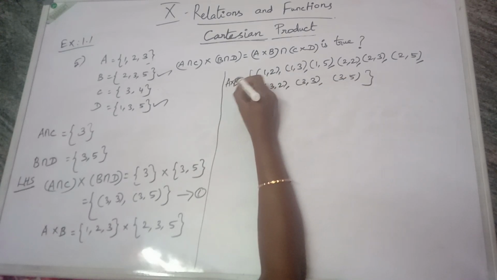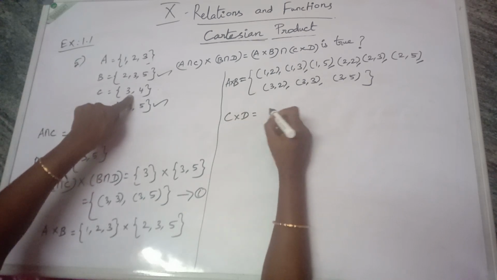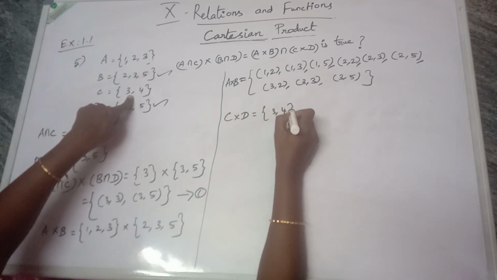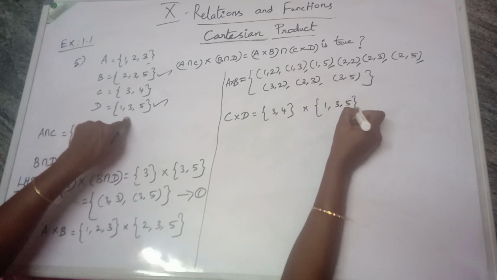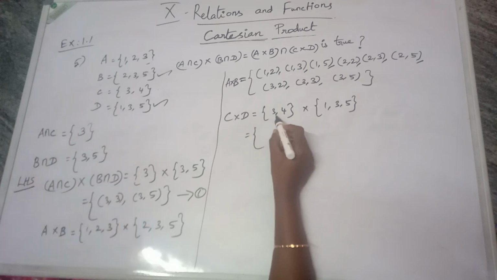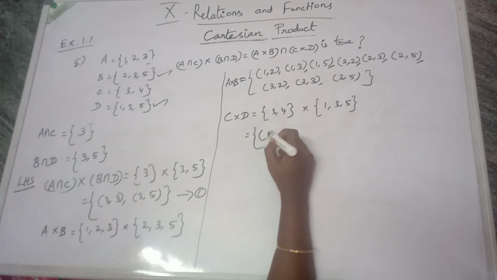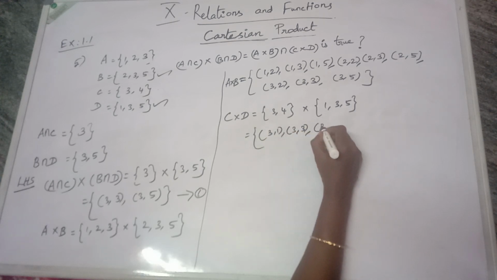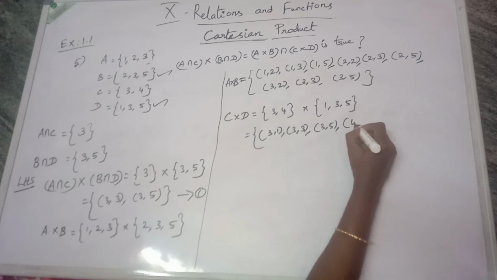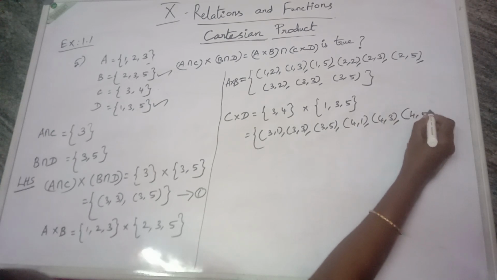And then C cross D. We have to find C cross D. The set C is 3, 4, cross D, which is 1, 3, 5. Then we write the Cartesian product, all the ordered pairs. If you take the first element 3: 3 comma 1, 3 comma 3 and 3 comma 5. If you take the second element 4: 4 comma 1, 4 comma 3 and 4 comma 5.